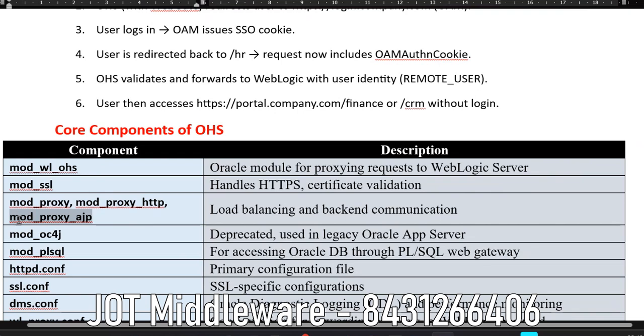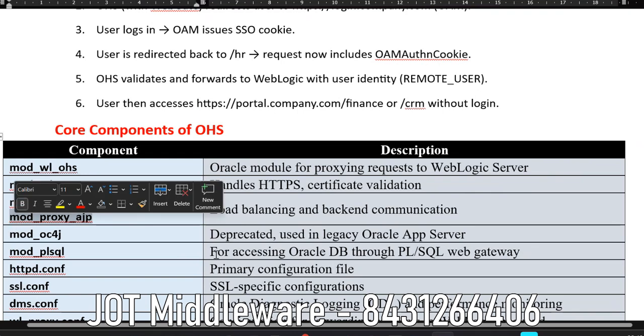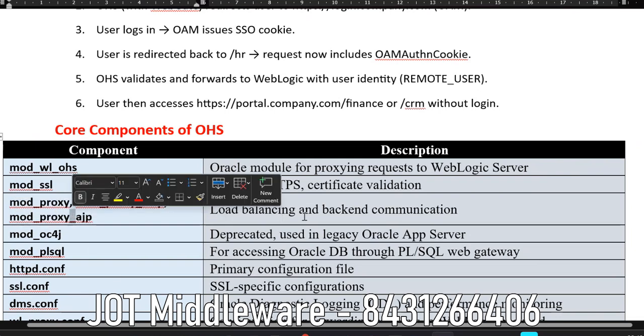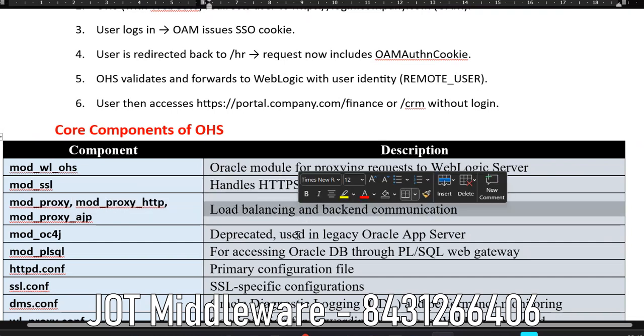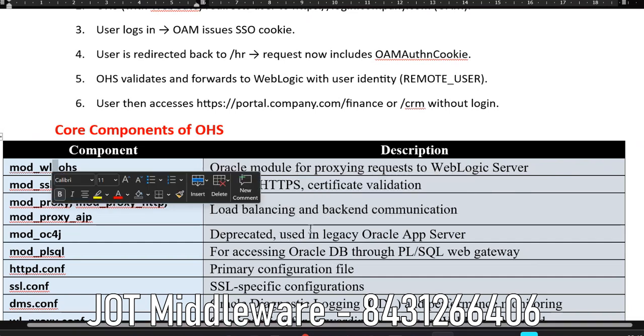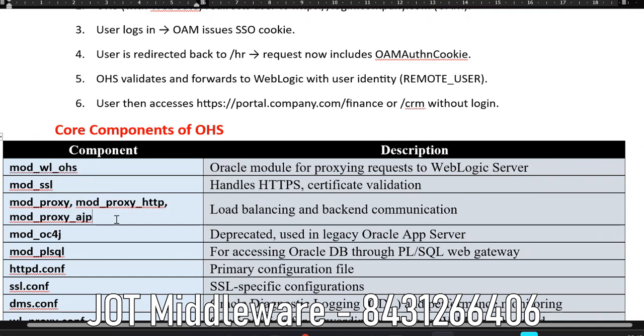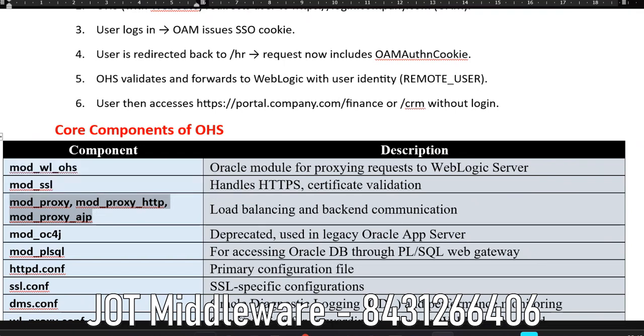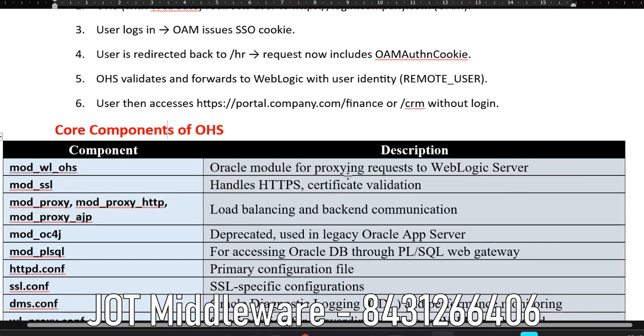So if you don't want mod proxy AJP, yes, you just comment it out in the httpd.conf. It will stop. It will not load this component or module. If you're not using load balancing, you're just using the OHS to proxy the request, then mod WL OHS, which comes by default, is enough. You don't have to load this specifically. You can comment it or you can remove it from the httpd.conf, right? So these are the core components of OHS.